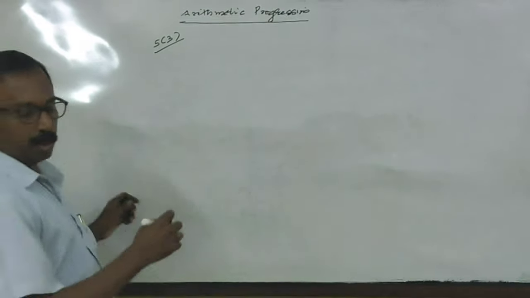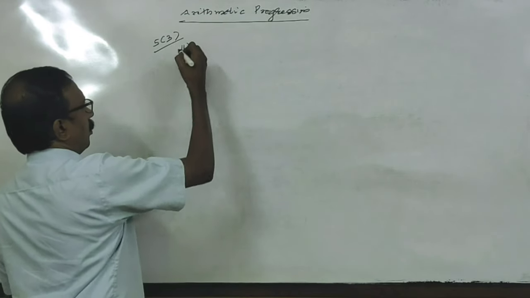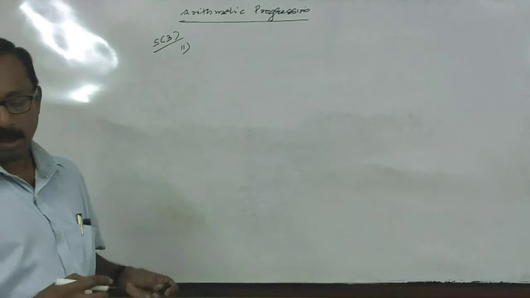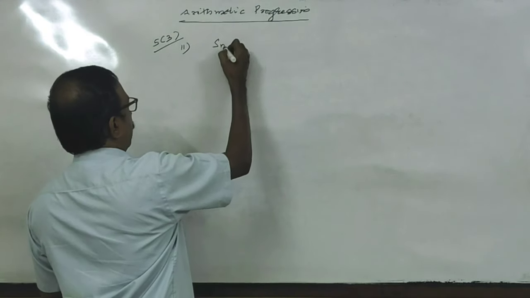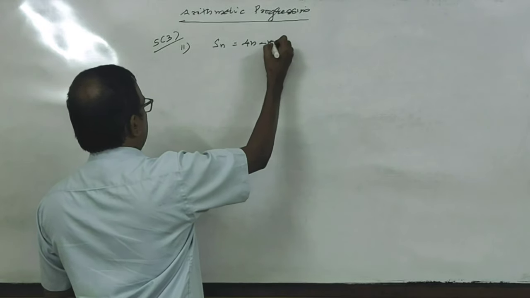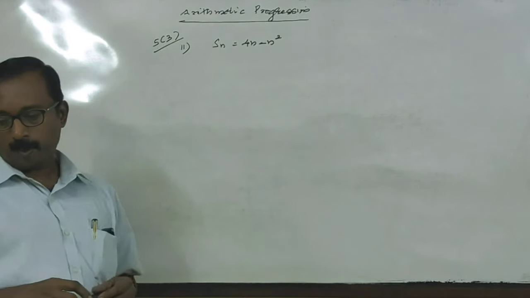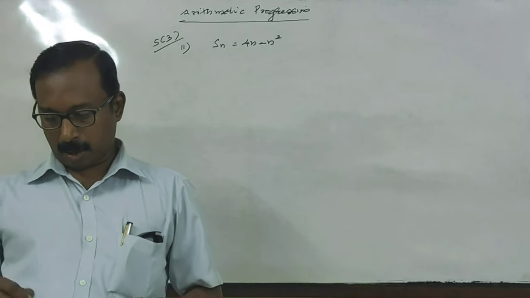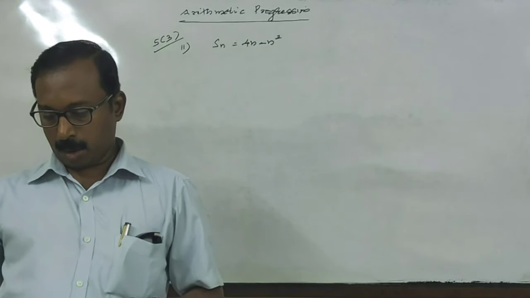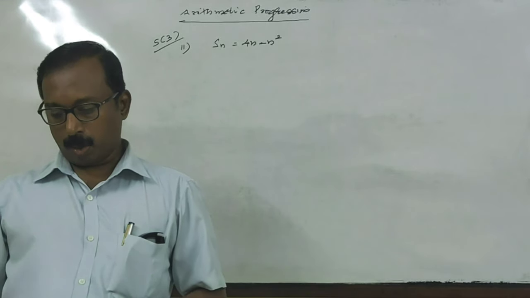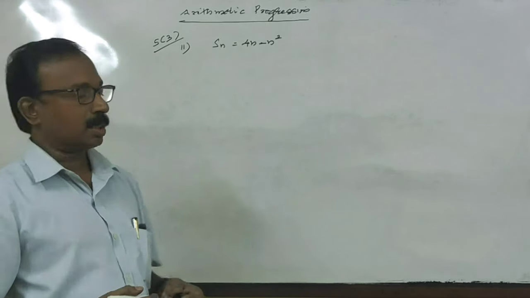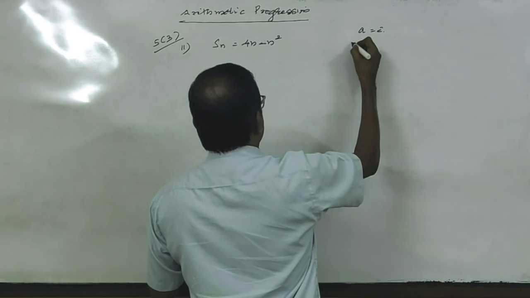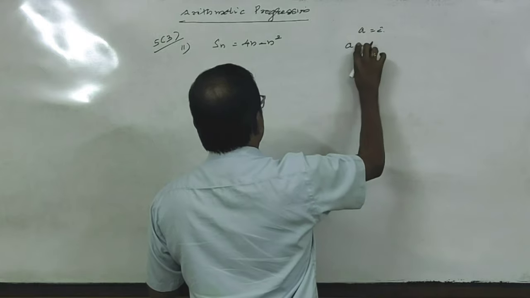If the sum of the first n terms of an AP is 4n minus n squared, the question is: what is the first term? What is the sum of the first two terms? What is the second term? The first term is S1. The sum of the first two terms is a1 plus a2.